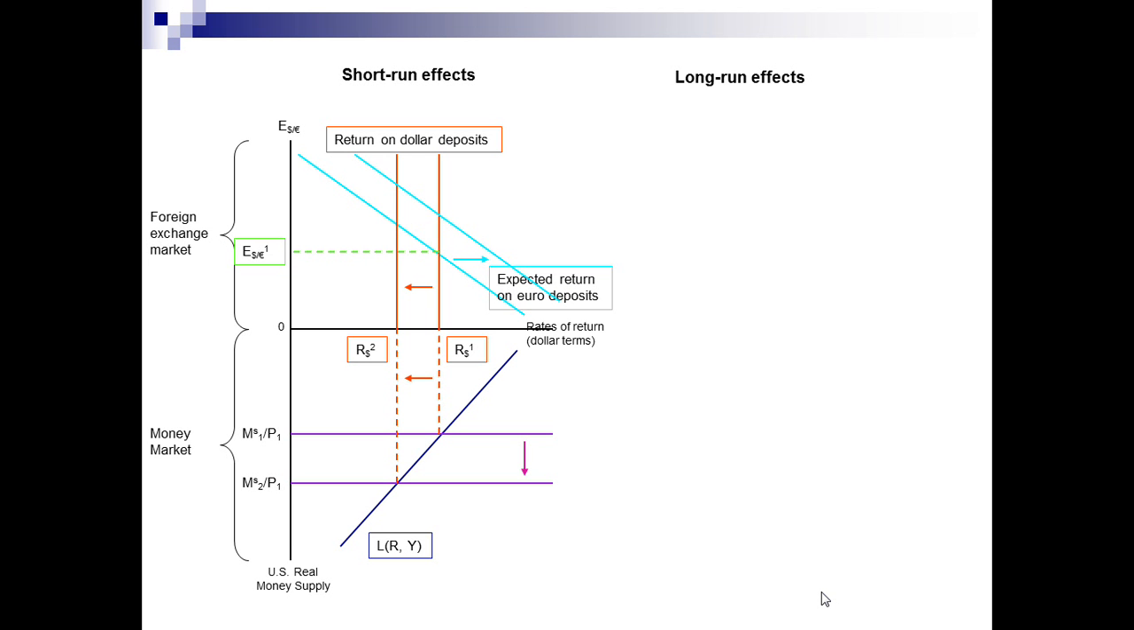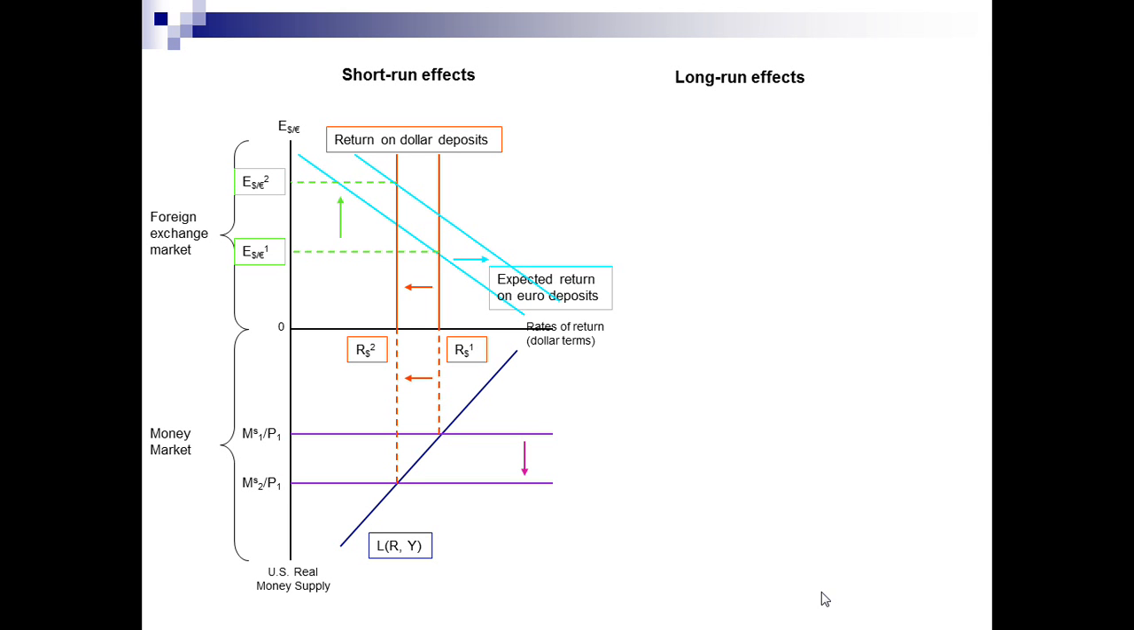So when we're analyzing a permanent change in the money supply, we can have these expectations that the future is going to be like this, where we expect there is going to be inflation. Therefore, we have this expectation that the return on the euro deposits is going to increase. Now we can look at the interest parity condition using this new expected return on the euro deposits, and so our E2 is much higher than E1. So these are the short run effects.